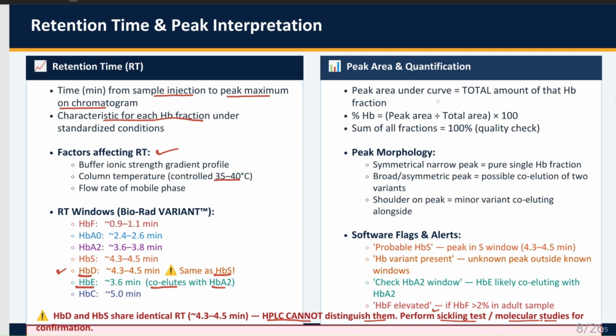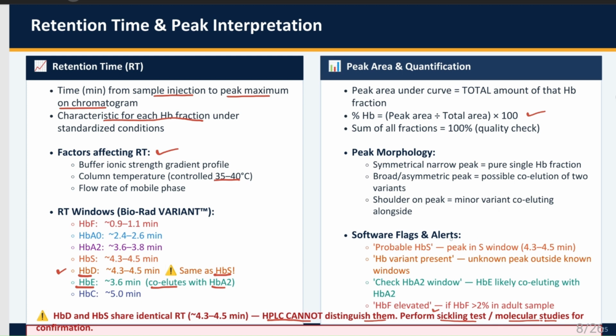Now the peak area under the curve is equal to the total amount of that hemoglobin fraction. The percentage hemoglobin is equal to peak area divided by the total area times 100. The sum of all fractions should be 100%. Peak morphology should be a symmetrically narrow peak. If there is a broad or asymmetric peak, or a shoulder on the peak, then we should suspect possible coelution of two variants, or a minor variant coeluting alongside.